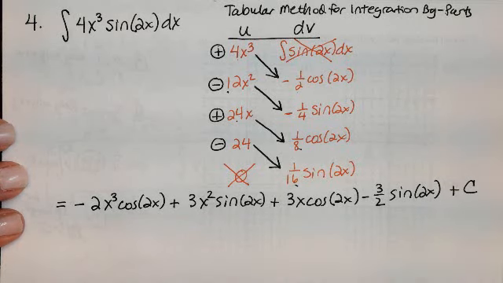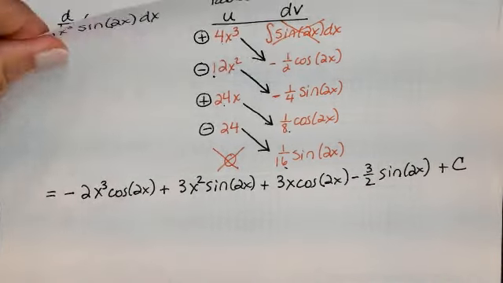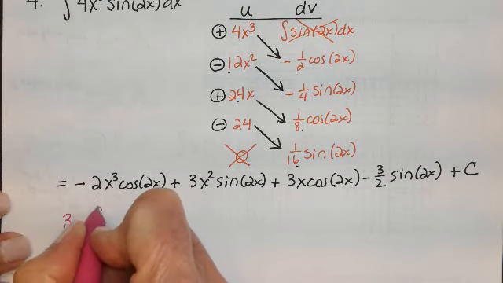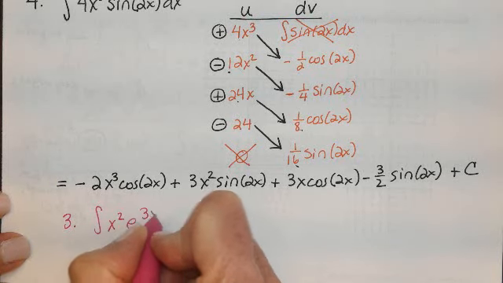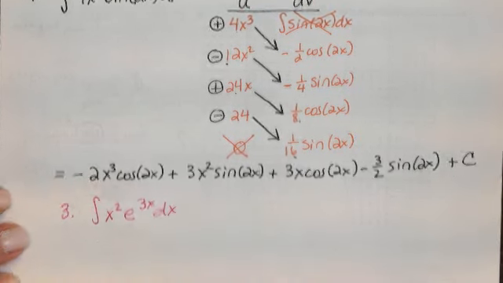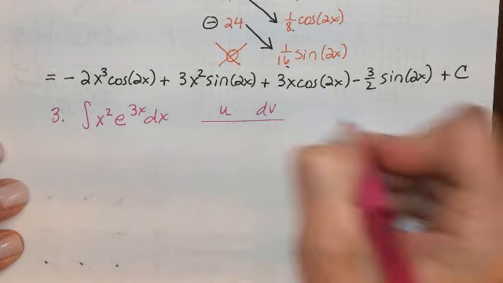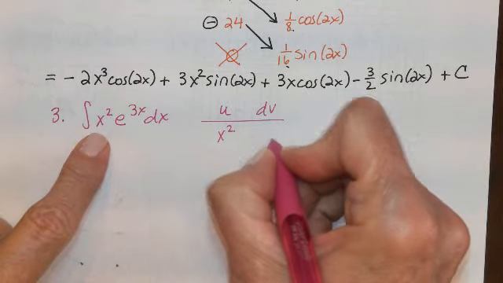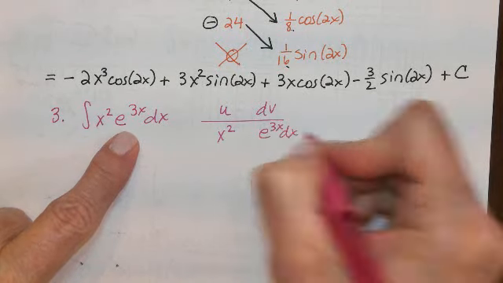Real quickly, I want to go back to our previous problem, our example 3. Let's redo number 3 real quick. Number 3 was x squared e to the 3x dx. Okay, let's do that by using the tabular method real quick. U was x squared. dv will be e to the 3x dx.